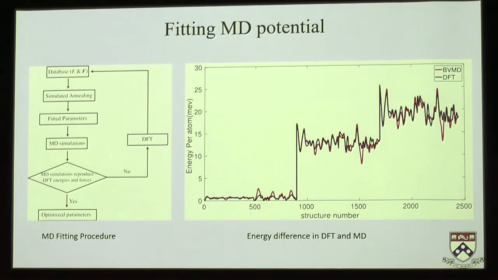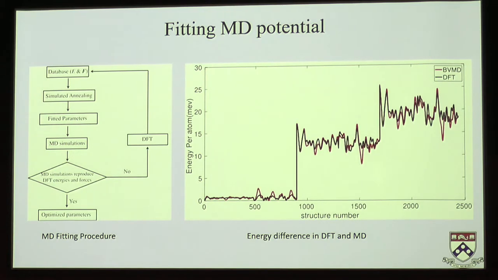Then we run our molecular dynamics simulations, extract the structures, and put them in DFT to see whether they agree with each other. If they agree with each other, that's a good classical force field. If they don't agree, then you go back, put the disagreeing structures in, and do it again until they agree with each other.